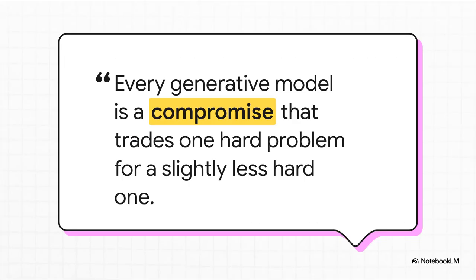Because of those hundreds of thousands of dimensions, trying to brute force this density is completely hopeless. You just can't do it. And that brings us to the golden rule of this entire field. Every generative model is a compromise. You simply cannot solve the math perfectly. Every single AI breakthrough you read about on Twitter is really just a calculated compromise that trades one impossible mathematical problem for a slightly less hard one.